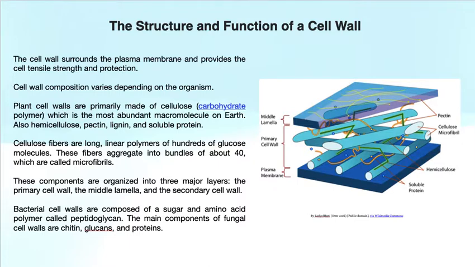Bacterial cell walls are composed of a sugar and amino acid polymer called peptidoglycan. The main components of fungal cell walls are chitin, glucans, and proteins. You can see the diagram to understand the middle lamellae, primary cell wall, and plasma membrane. Pectin, cellulose, microfibrils, hemicellulose, soluble protein. So the cell wall is present only in plant cells, not in animal cells.